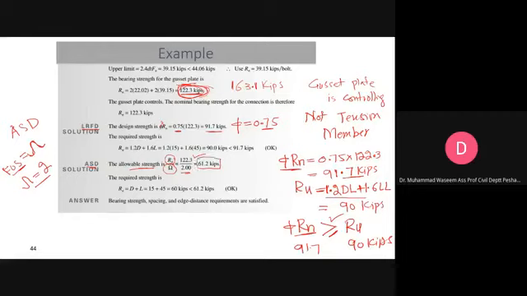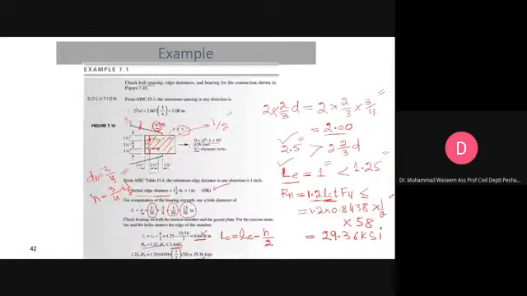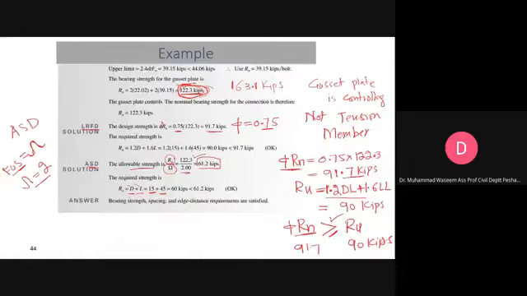Now you have to compare it with the applied load or required strength. We don't use these load factors in ASD. You remember we discussed in the second class that we don't use these load factors. So you just add the magnitudes of dead and live loads, which are given as 15 kip and 45 kip. Add these two and you will get 60. Now this should be less than the allowable strength.